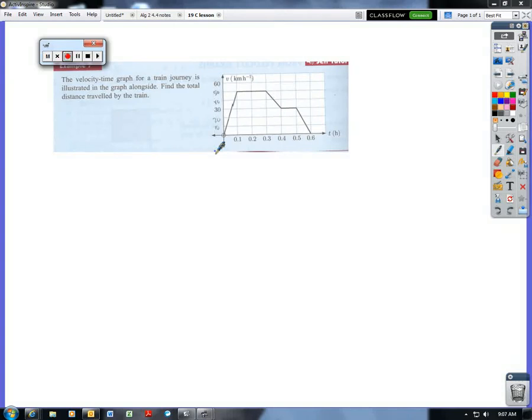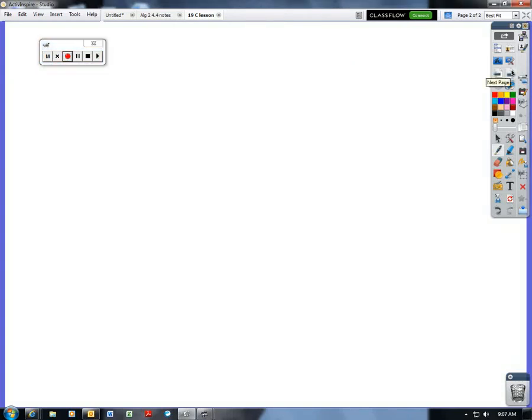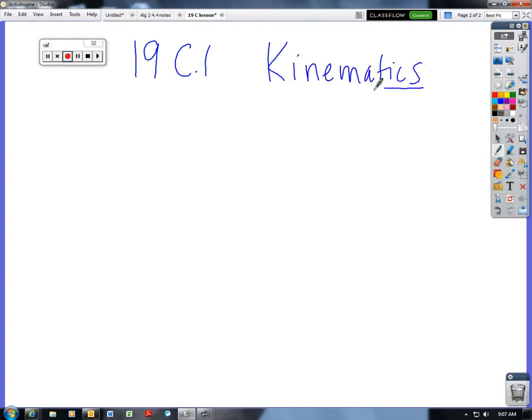Great, so we're ready to do, what is this, 19C.1. We're going to divide it into two sections. And this is kinematics, which is the mathematics of things that move.